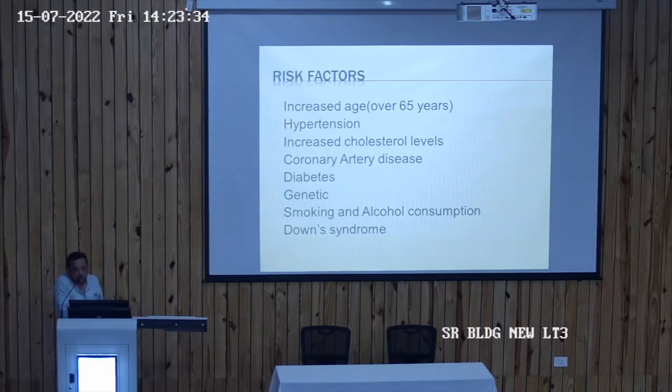Risk factors, as I told you: age, hypertension also causes infarcts in the long run. Cholesterol, I've told you. Coronary artery disease. Diabetes. Diabetes is the causative of most of the infarcts because it causes increased atherosclerosis of the vessels. Then Down syndrome. In Down syndrome also there is chances of development of Alzheimer's disease in the long run.